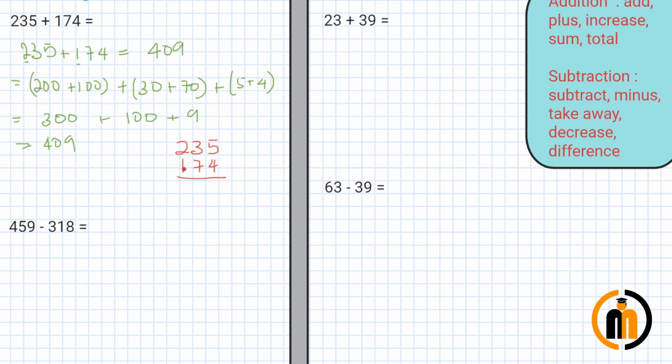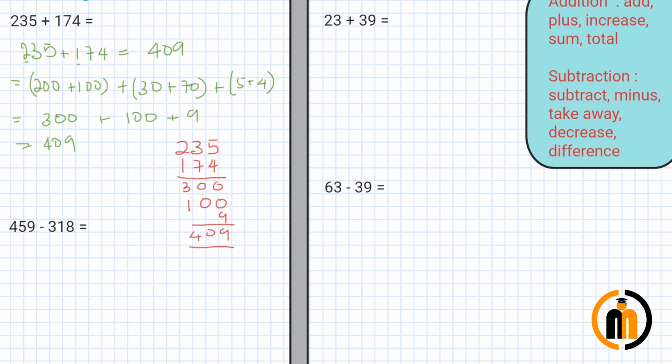We have 2 plus 1, which is 300, and then we have 3 plus 7, which will give us 100. The remaining numbers at the back will become 0. So you just write here 0, and then 3 plus 7 will be 100. 5 plus 4 is 9. So we get 409. This is also a partitioning method.